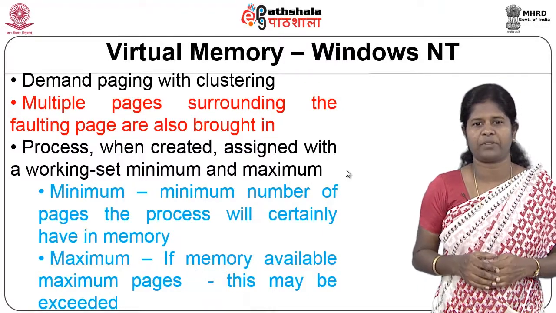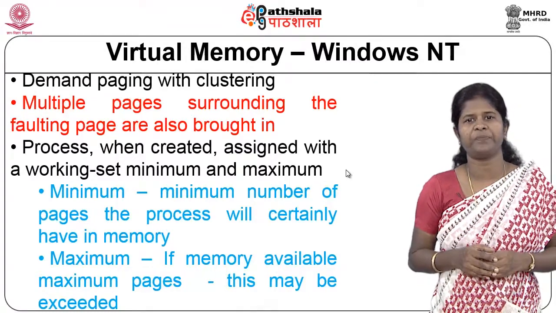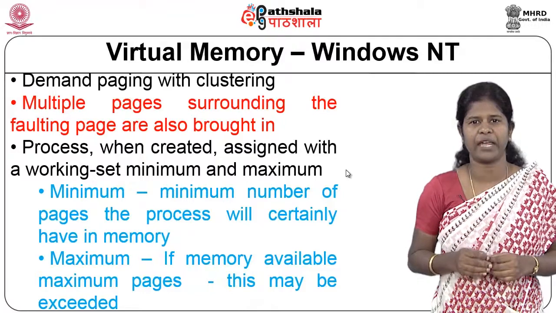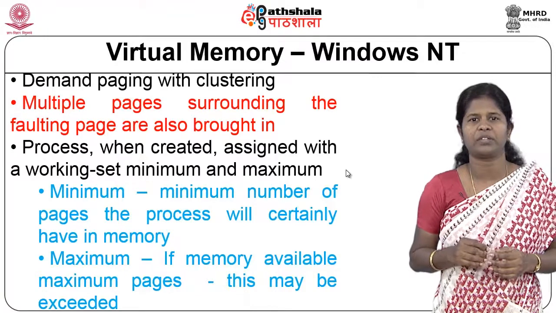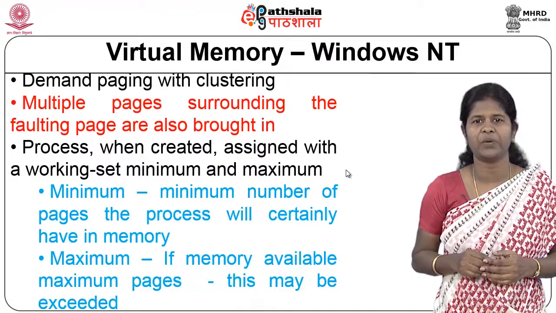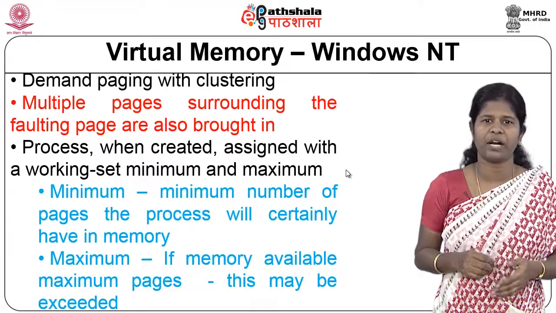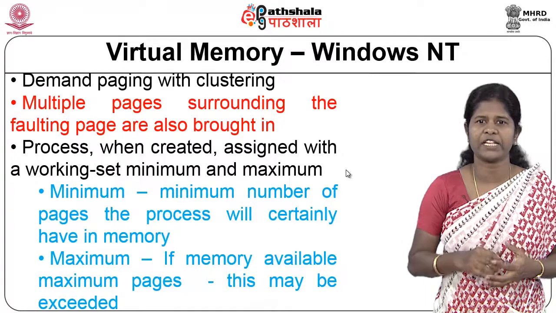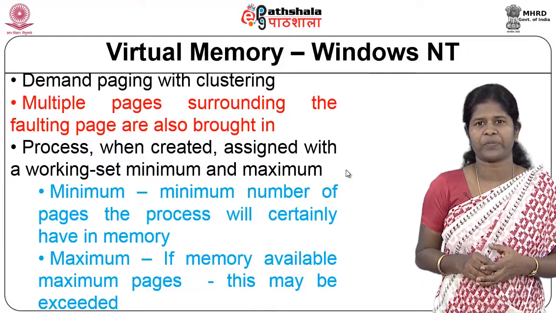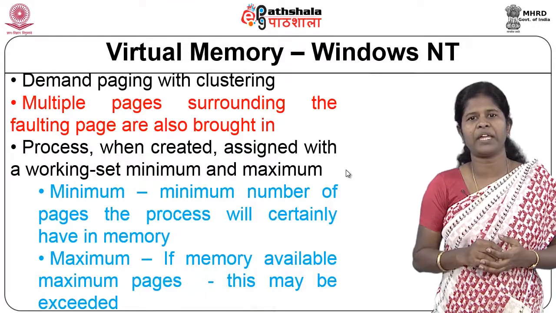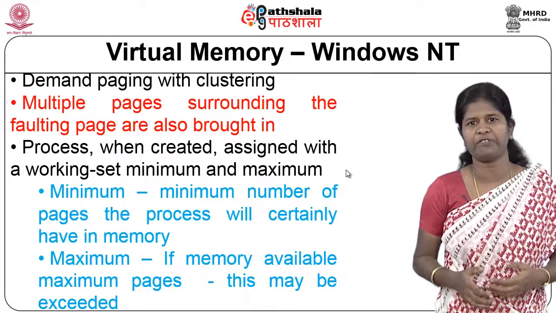The next thing done in Windows NT is that whenever a process is created, it is assigned two values: a working set maximum value and a working set minimum value. What is meant by a working set? The working set is the set of active pages for that particular process at that time, and that many pages are allocated for the process in the physical memory.